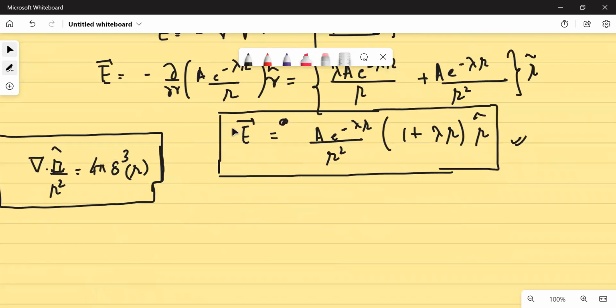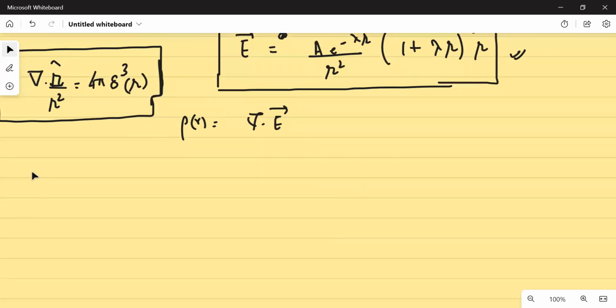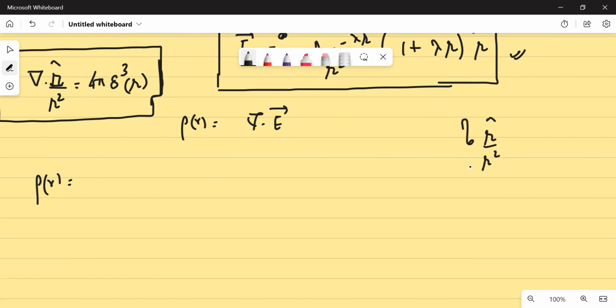Is that clear? And if I want to find the charge density, then I should find del dot E vector. And I know my electric field is given by this particular expression. So I would say my rho as a function of R would be, what should I do? I told you I would do one thing. I would take this R cap over R square separate, and there would be some function of R here as a separate entity. Is that clear?